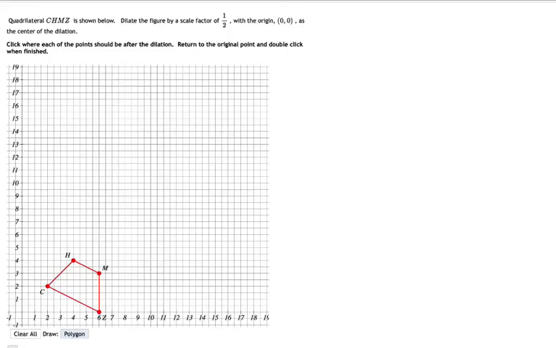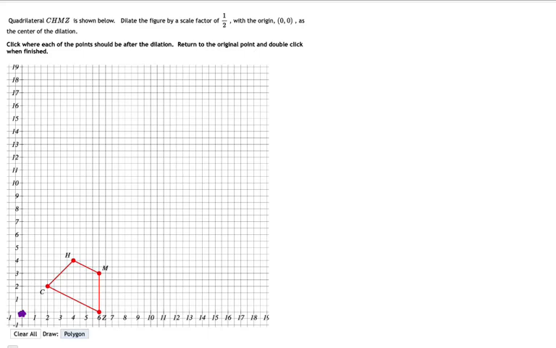In this problem, quadrilateral CHMZ, which is shown down below, what you are asked to do is to dilate the figure with a scale factor of 1/2 with the origin being at the center. So the origin is the center of dilation. So what that means is that 0, 0 is the center.